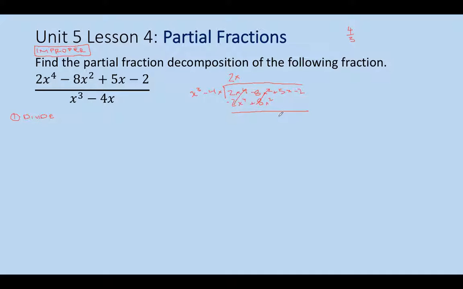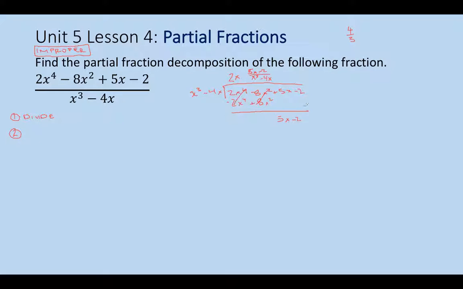And so our remainder is actually 5x minus 2. So we have 2x and then, not remainder, we'll put it as a fraction, 5x minus 2 over x cubed minus 4x. So the first step, we've divided this, putting it into its partial fractions. We have one part of it, but now we just have a regular proper fraction that we're going to have to decompose.